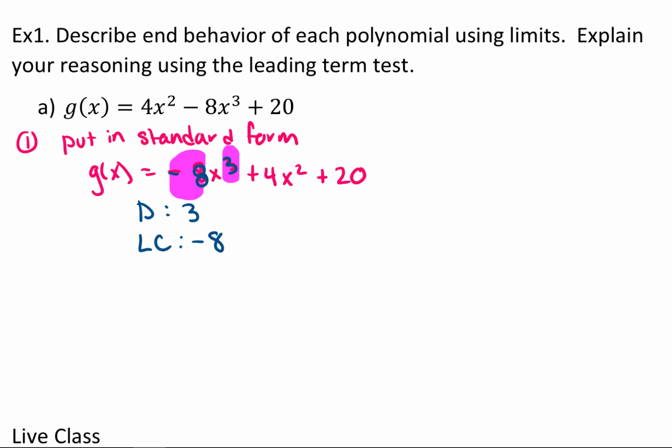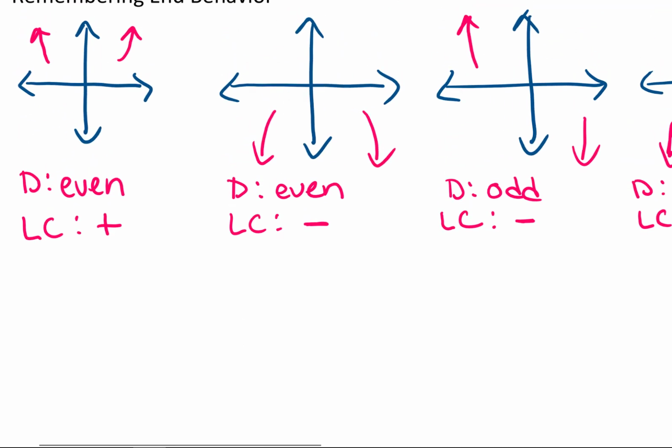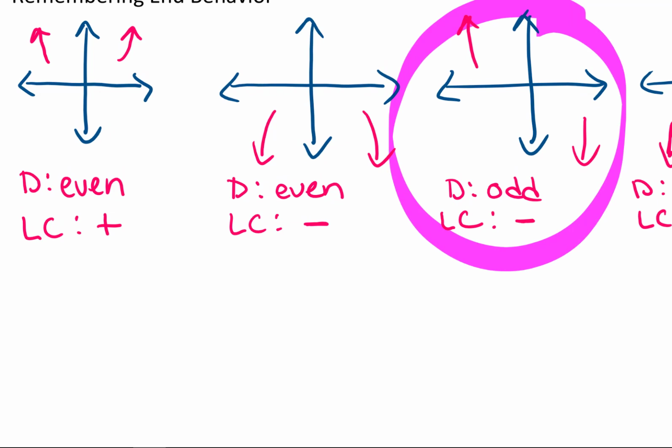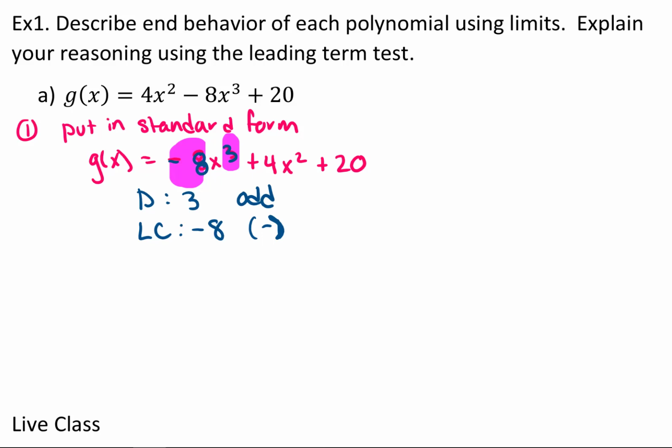The degree of 3 is an odd degree, and a leading coefficient of -8 is negative. So if we look at our chart, we're looking at odd and negative. Up on the left-hand side, down on the right-hand side. So we actually don't need to graph this to identify the end behavior. So I'm going to do a little visual that's going to help me put together the end behavior. Up on the left, down on the right.